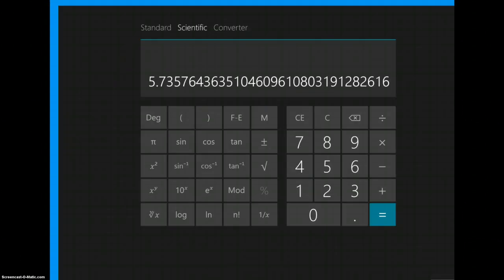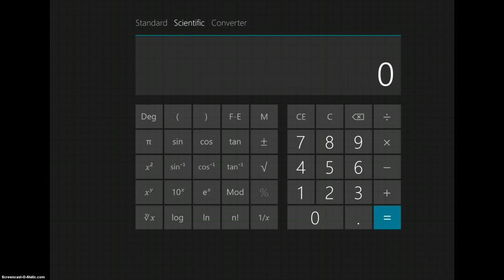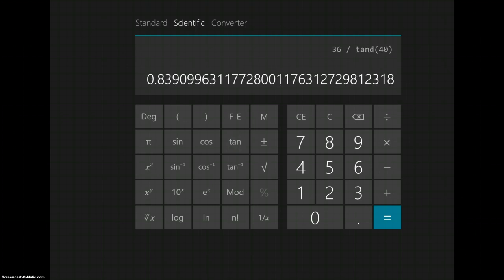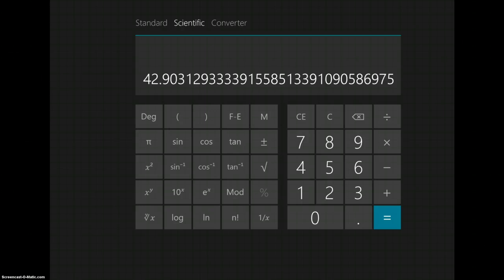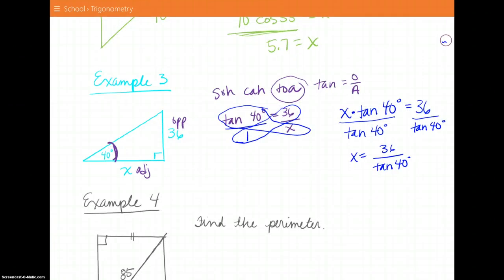So let's see. Clear. 36 divided by the tangent of 40. And again, I have to push enter to get my final answer, 42.9. So x is 42.9. And when I look at my picture, 42.9 seems like a reasonable answer, that one side would be 36 and another one would be about 43. Not too bad.